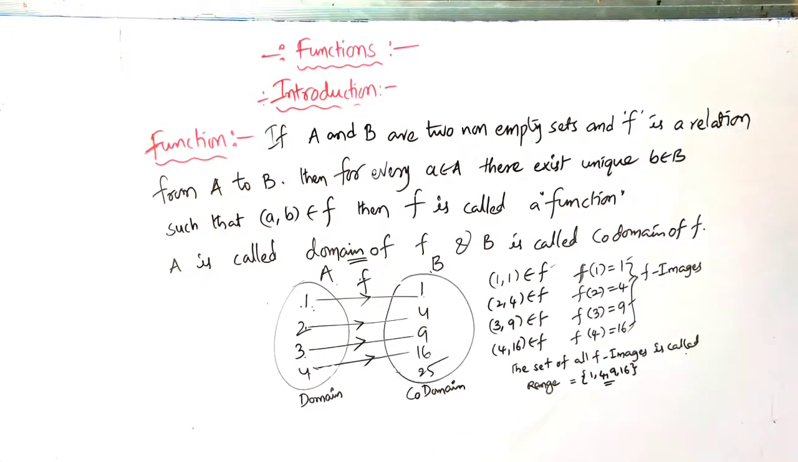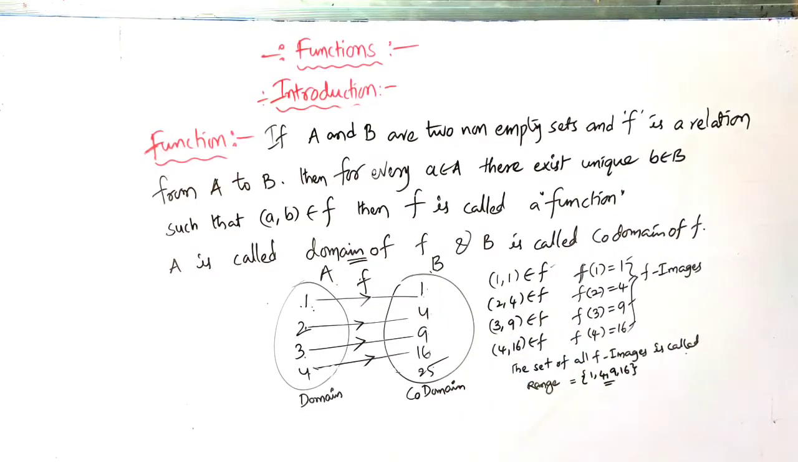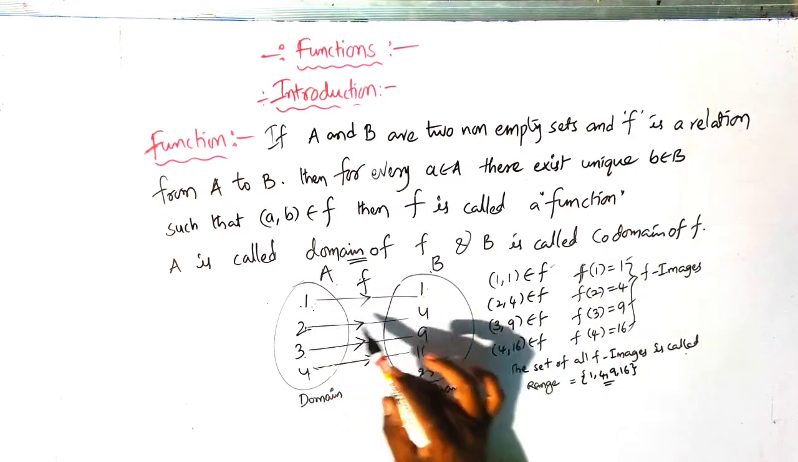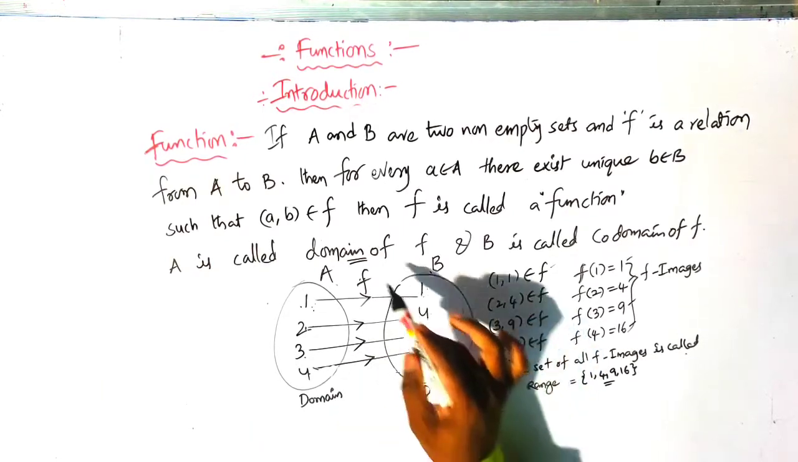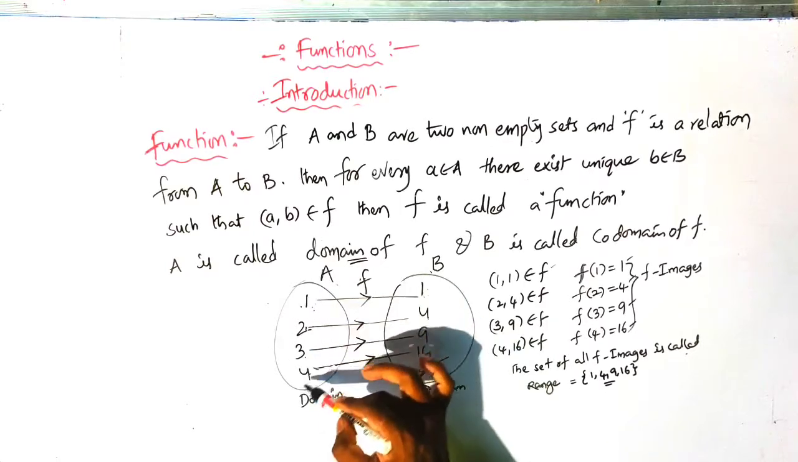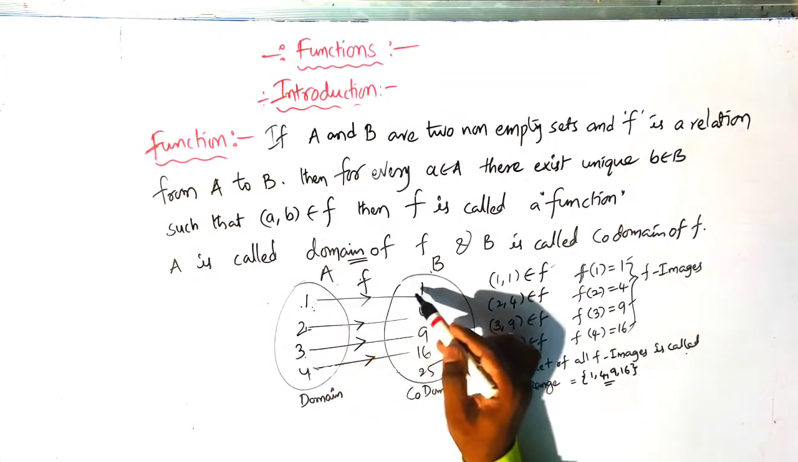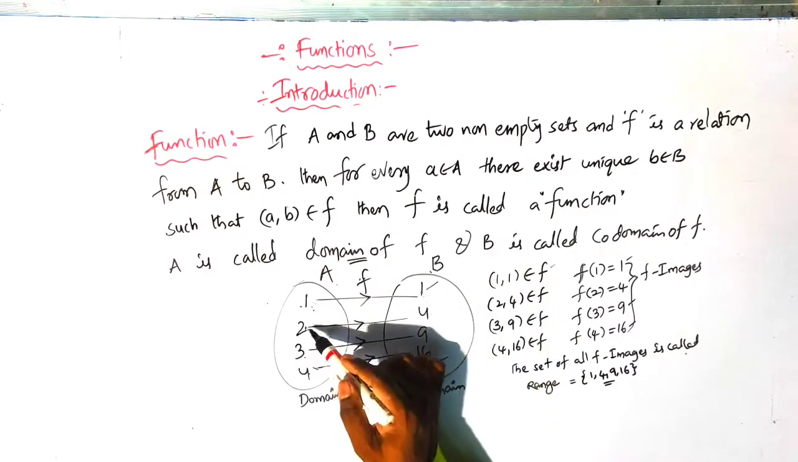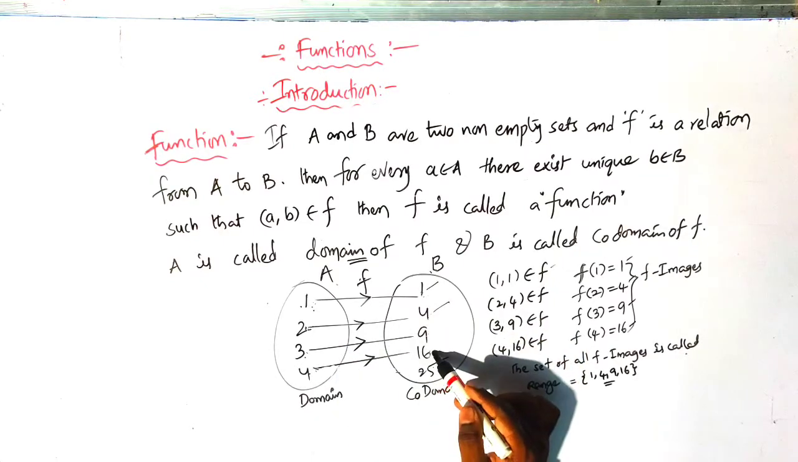Clear? Right? So here codomain elements are 1, 4, 9, 16, 25. But here range is nothing but all f images. What are they? 1 element's image is 1, 2 element's image is 4, 3's image is 9, 4's image is 16. Now, once this is a function, the images of these elements are what we take as the range. The image of 1 is 1, so this 1 is also a range element; the image of 2 is 4, the image of 3 is 9, the image of 4 is 16.